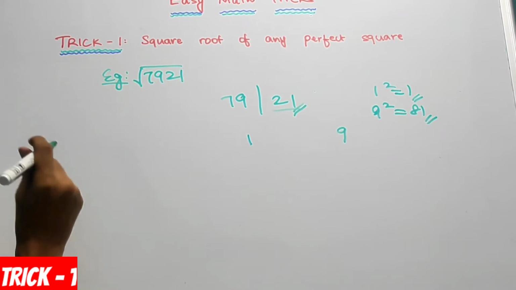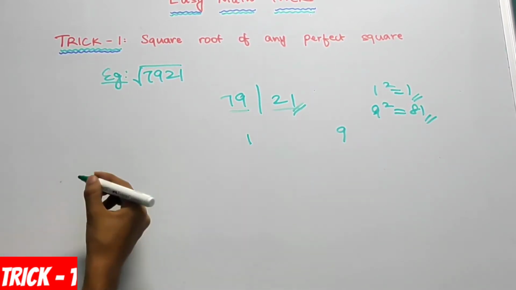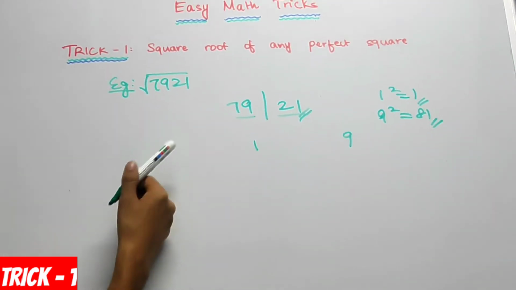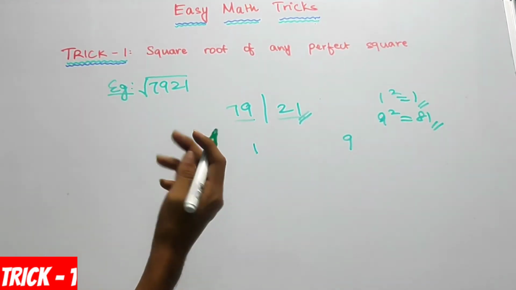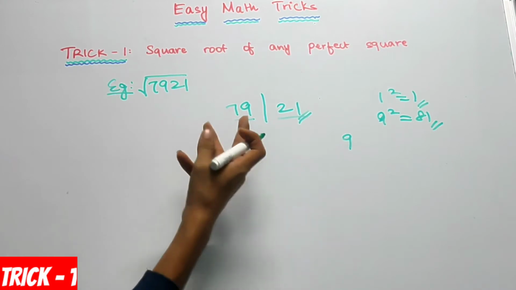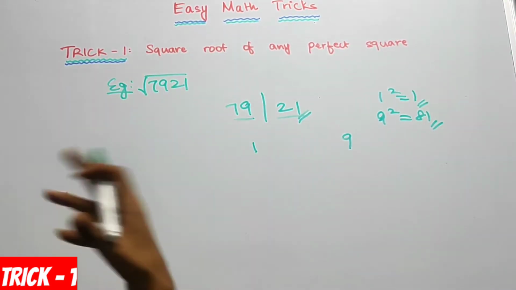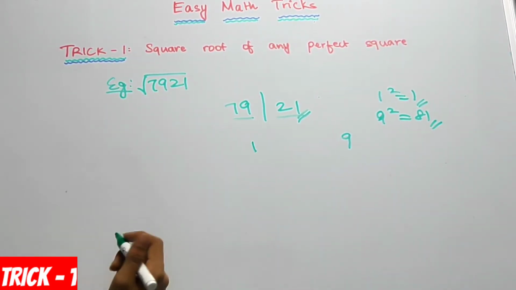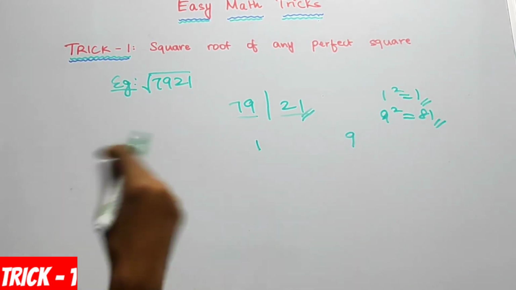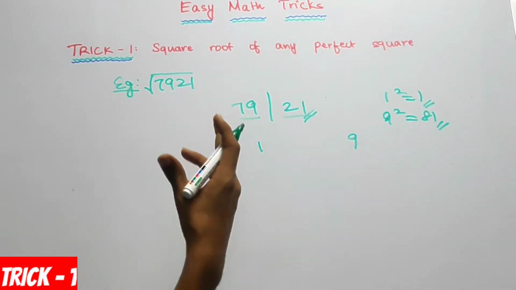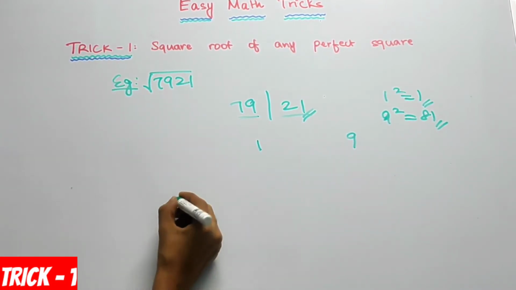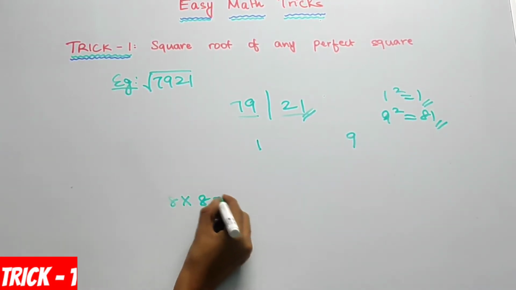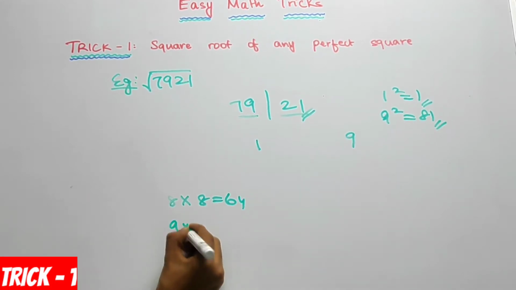Now in order to obtain the tens digit of the answer of the square root of 7921, you have to take the first part, which is 79. Choose 79 and find the nearest perfect squares close to 79. Well, 8 8s are 64, 9 9s are 81, 10 10s are 100. So this number 79 is between 64 and 81.